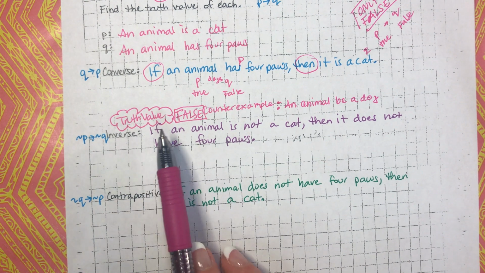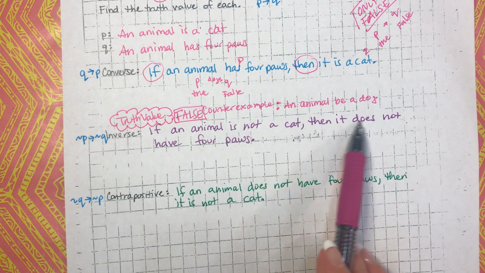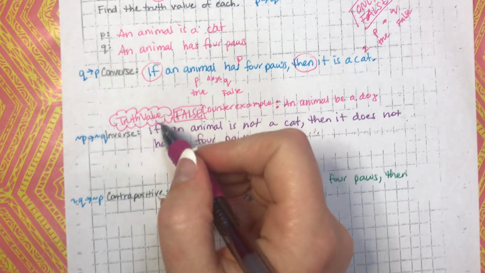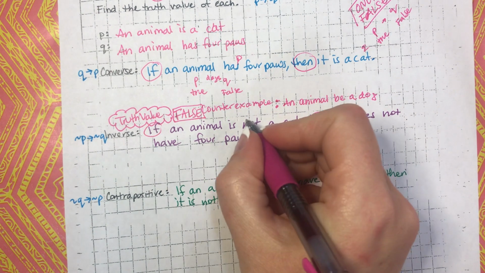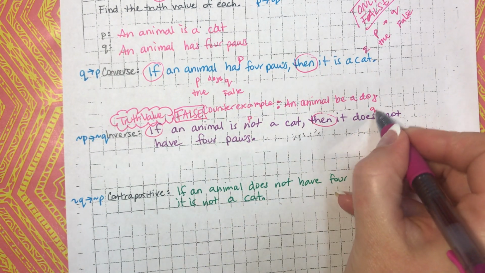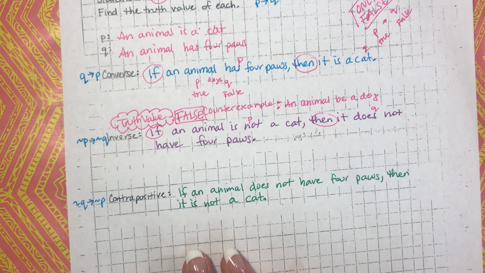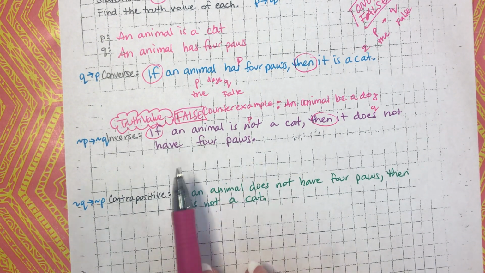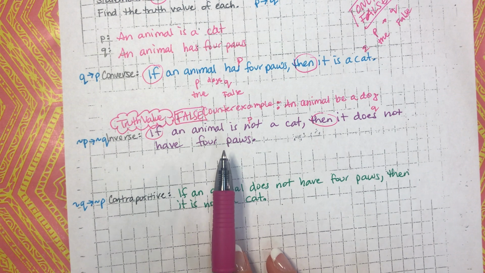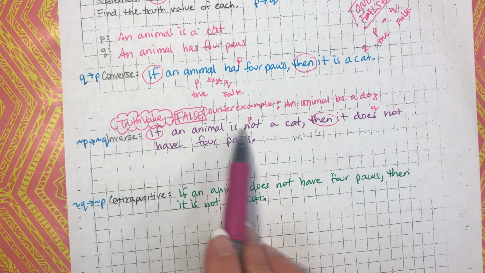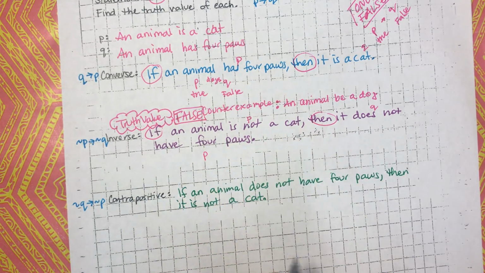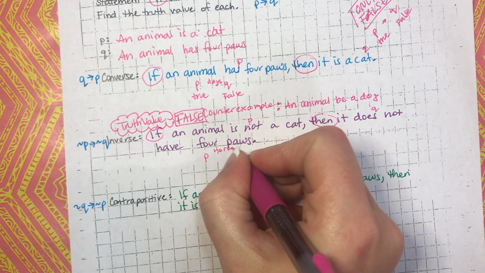Inverse. If an animal is not a cat, then it does not have 4 paws. Remember, we're looking at truth values, so we find the if and the then, which means this is our P and this is our Q, because we're just thinking about it as a regular conditional statement. The first thing is our hypothesis, and it says an animal is not a cat. What's an animal that is not a cat? I'm going to think about a horse. Okay, a horse.